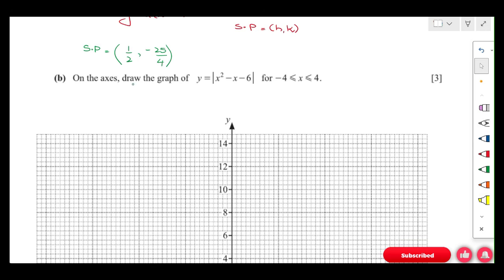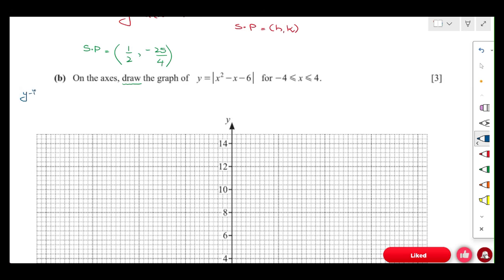Now for part B, on the axis, draw the graph of the absolute function for -4 to +4. First we need to solve for the x-intercepts and the y-intercept, because it's not a sketch, it is draw, meaning we need to draw the exact graph. The absolute function graph must be in the positive y values, because y equals the absolute of something, and the absolute of positive or negative is always positive.